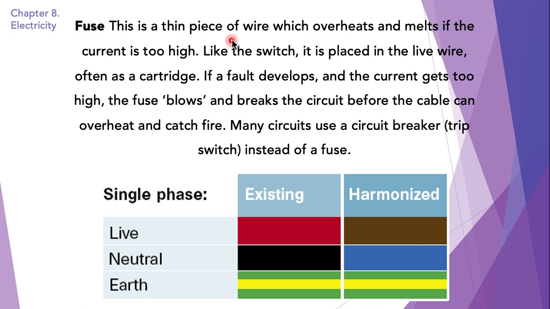It doesn't work anymore. Like the switch, the fuse is placed in the live wire, often as a cartridge. If a fault develops and the current gets too high, the fuse blows and breaks the circuit before the cable can overheat and catch fire. So a fuse is used for security. Many circuits use a circuit breaker instead of a fuse. This is a strip switch.